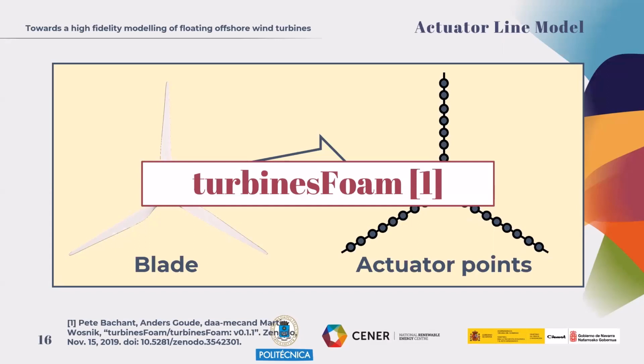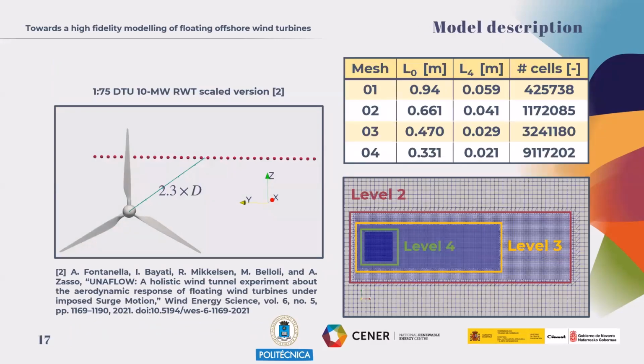For these cases, we have used TURBINES, which was developed by Pete Bachand and his team. Okay, to test how the turbines library works, we modeled a scale version of the DTU 10 megawatt wind turbine. We measured the wind speed at this series of points, which are located 2.3 diameters behind the rotor.